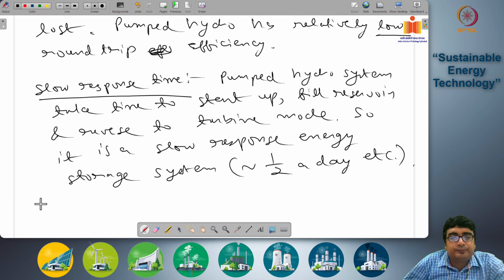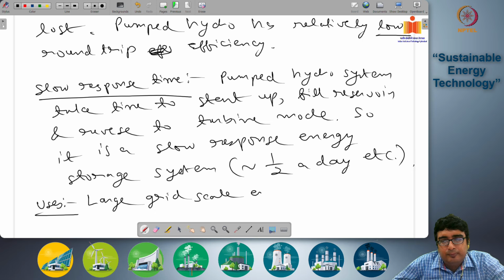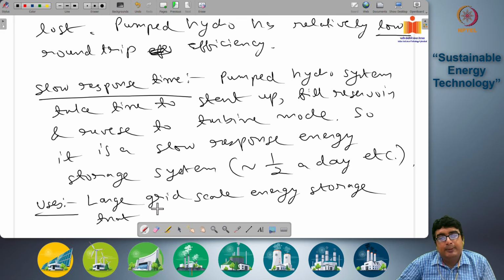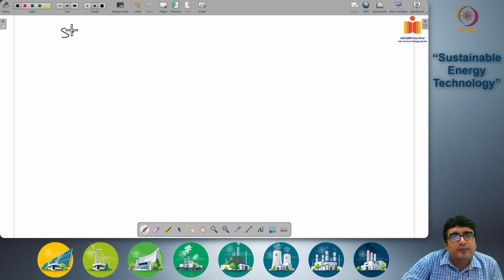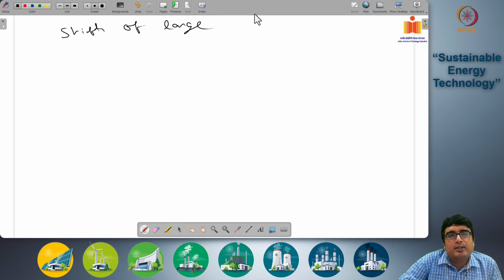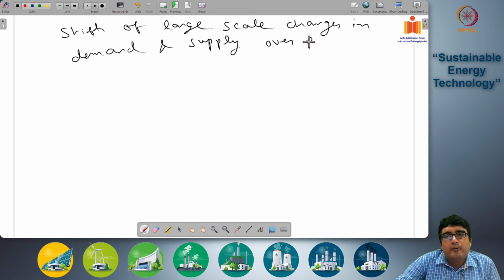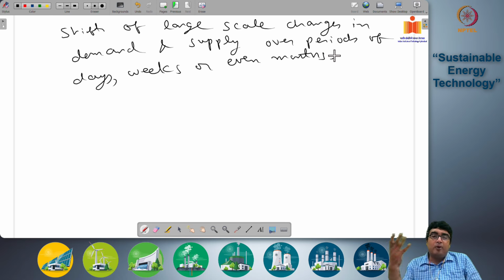So it is used for large grid scale energy storage that caters to predictable and slow shifts of large scale changes in demand and supply over periods of days, weeks, or even months. Okay, so it is possible.